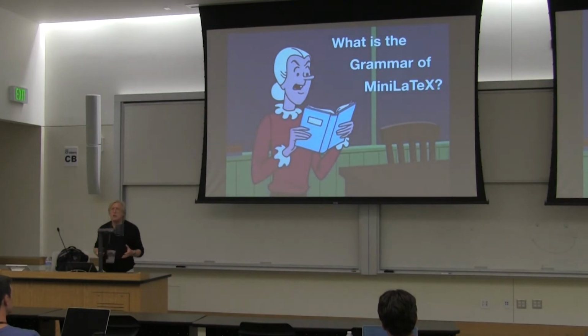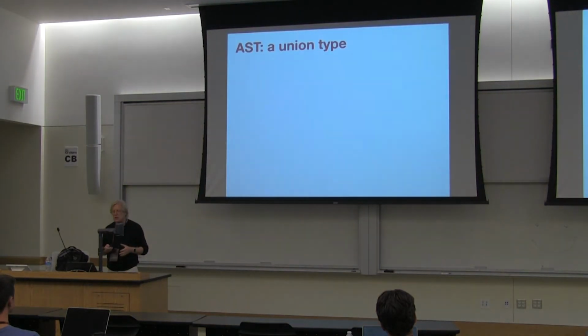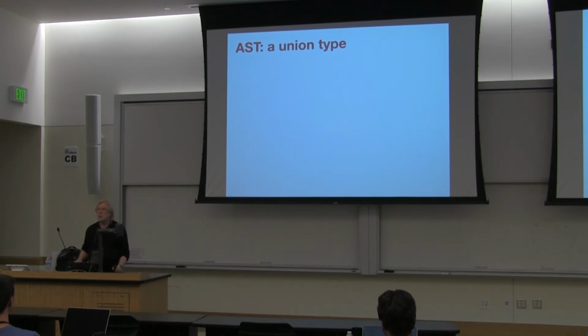So now the question is, what's the grammar for MiniLaTeX? This is going to be the first stage in defining a parser and then a renderer and then building these apps. So Mrs. Grundy says to me this: you should first of all think about what the type of the abstract syntax tree is. So it's going to be a union type. It's going to have various components.